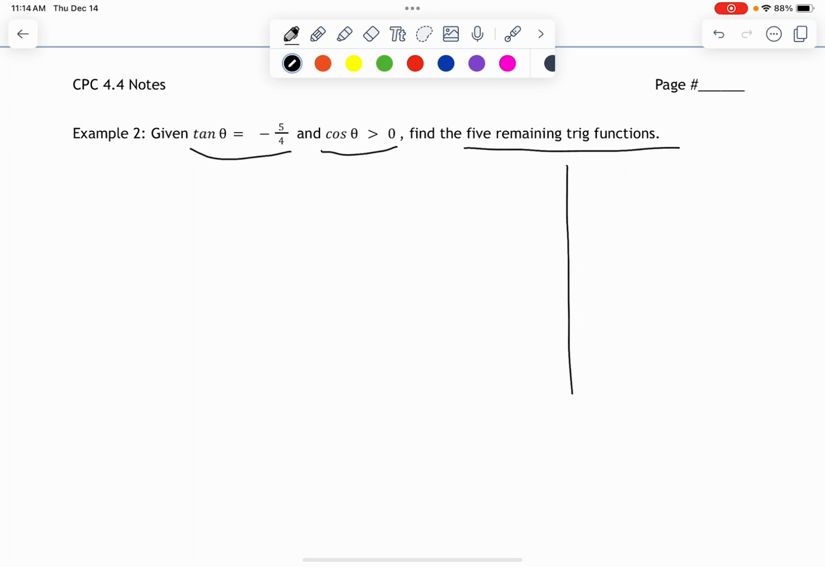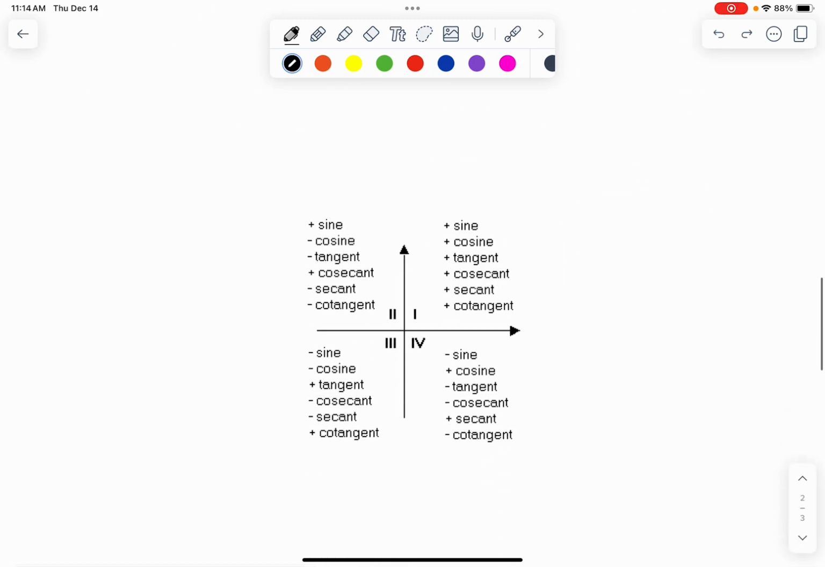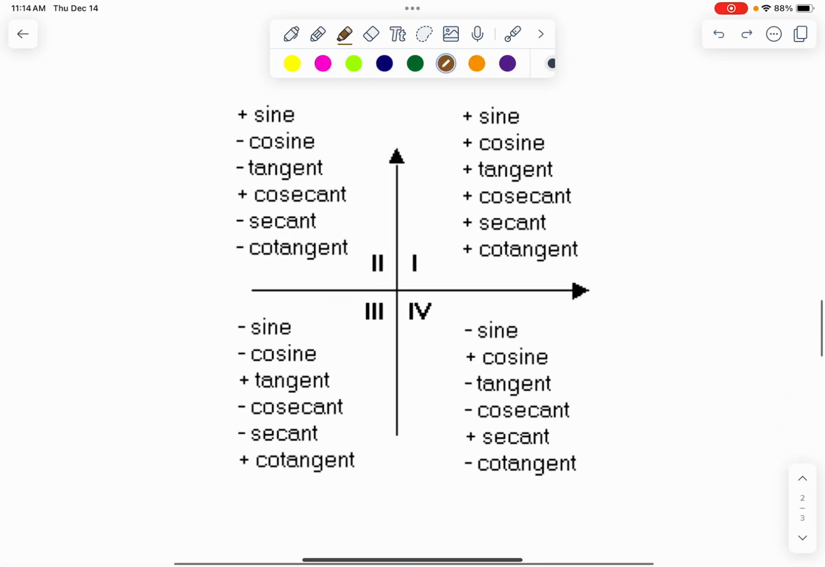So I'm going to get a triangle, and because I am given specific information about tangent and cosine, that should be enough with those clues to draw the angle and make it a triangle. So first, I know that tangent is -5/4. If you go down here to our little chart, tangent is going to be negative in quadrants 2 and 4. So I know that the angle I'm dealing with is either in quadrant 2 or 4.